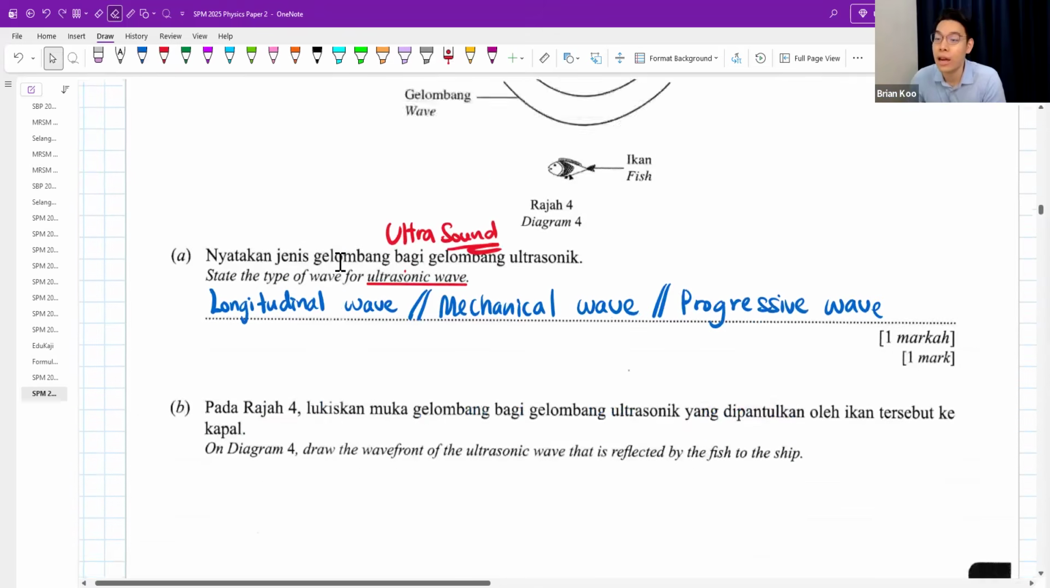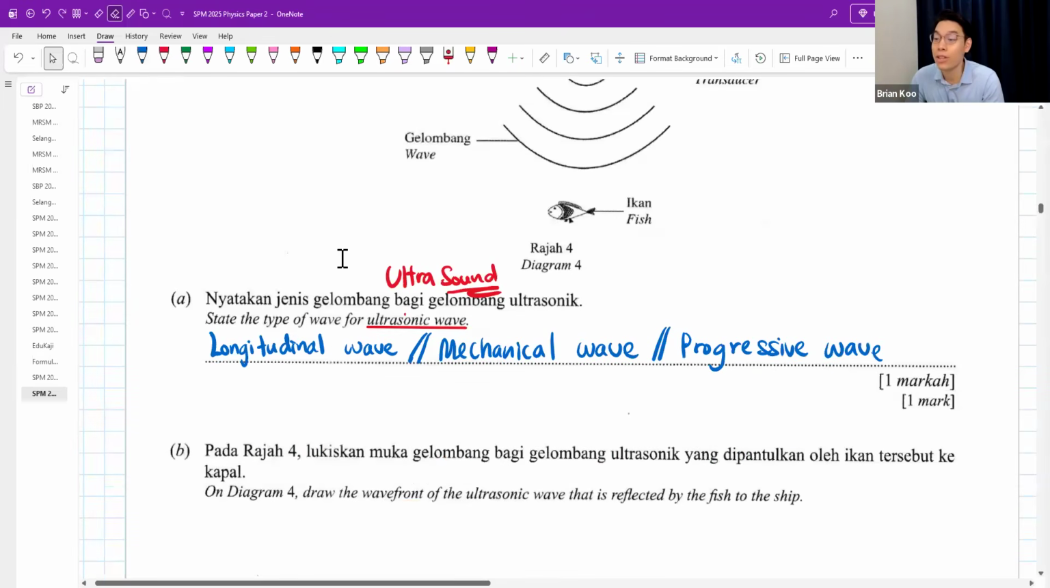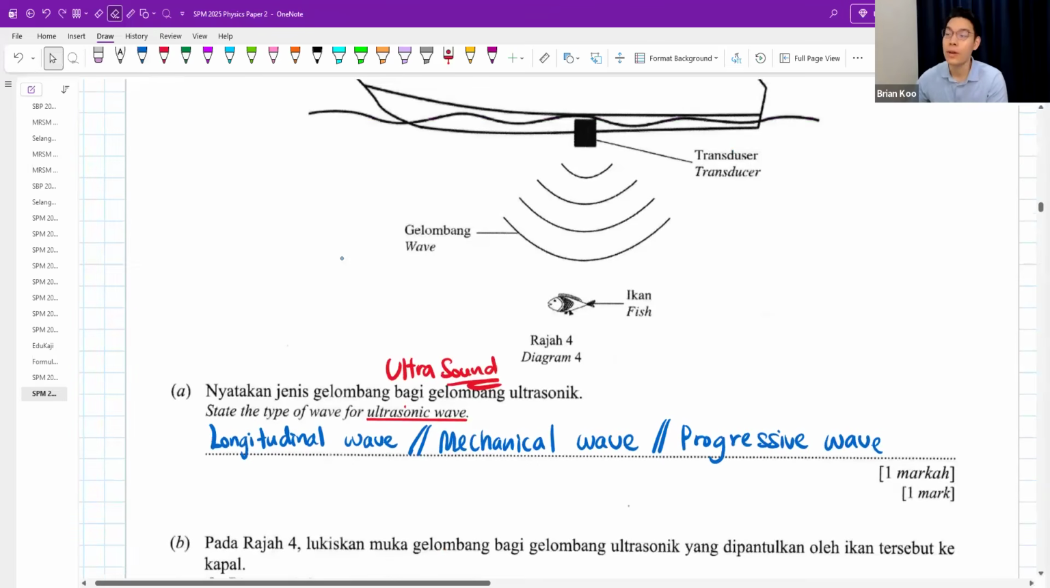Can. But B, on diagram 4, draw the wavefront of the ultrasonic wave that is reflected by the fish to the ship. So you draw as it hits the fish, what will happen? It will bounce back, it will reflect back. In SPM, you can use pencil to draw. So it will hit the fish, and then after that, it will reflect back.